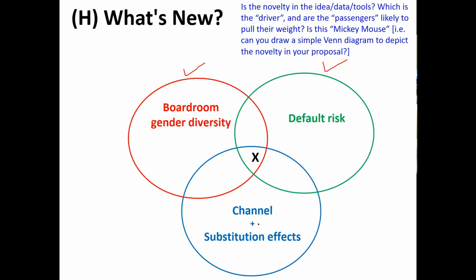On top of it, I also explored the mechanisms through which boardroom gender diversity affects default risk, and whether there is any substitution effect based on internal and external governance mechanisms. So you can see what's new is all coming from the idea part.